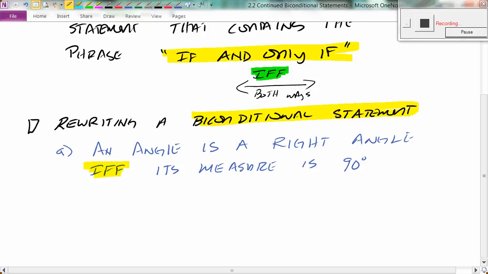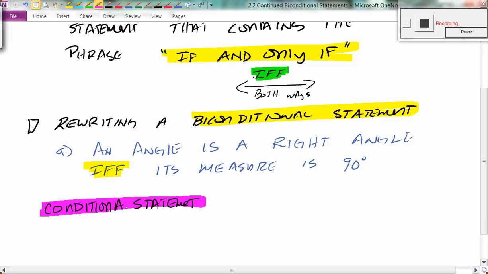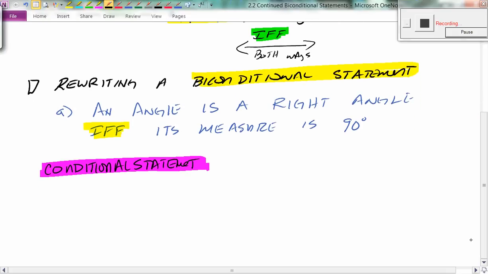So what I'd like you to do right now is write down for me, please, the conditional statement. Okay? And I'm going to highlight that in purple over here, okay? Now, what's the difference between a biconditional versus a conditional? Who remembers what it is? Conditional statement has what? Yeah, the if and the then part. So please right now, rewrite this biconditional statement into an if part and a then part.